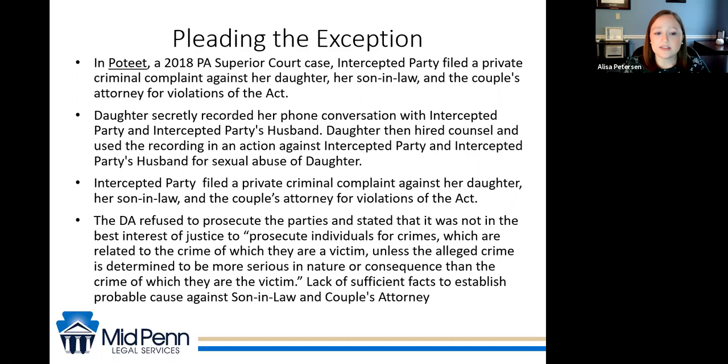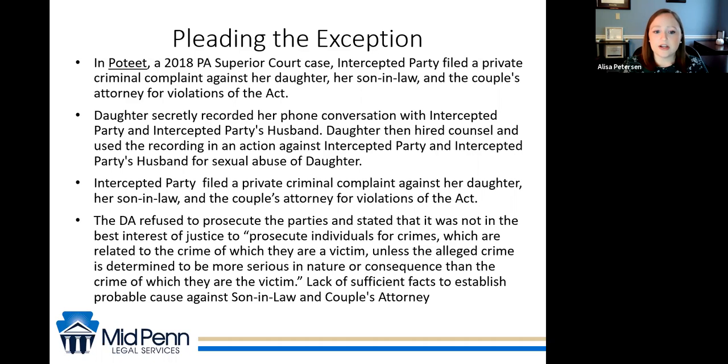What had happened is that it was a mother and her husband on the phone with daughter, and daughter secretly recorded her phone conversation. In the conversation, they were talking about some sexual abuse of daughter that occurred previously. And then daughter ended up hiring an attorney and brought a lawsuit against her mother and her mother's husband for that sexual abuse.